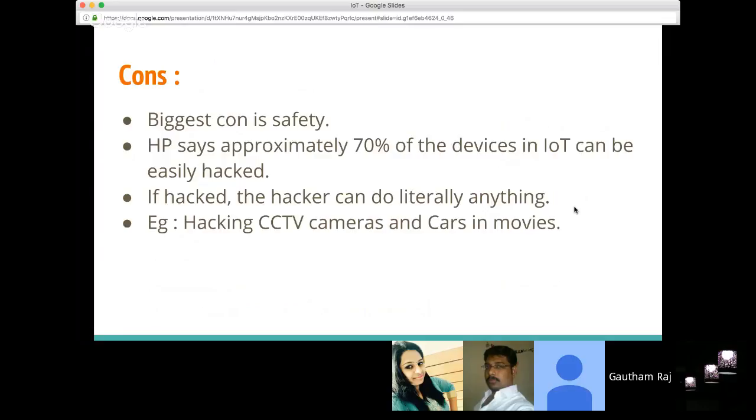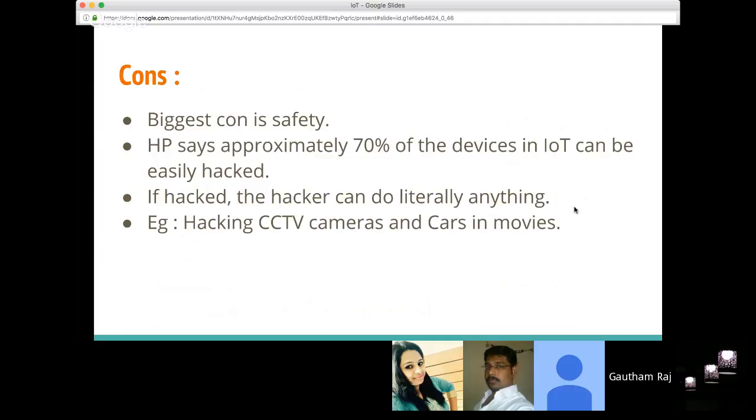So you would have seen certain CCTV cameras and other things hacked in movies. For example, in the Avengers movie, they have a scene where these things get into wrong people's hands. Signals, cameras, everything can be easily hacked.